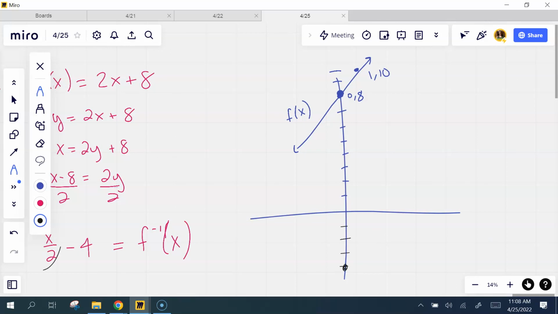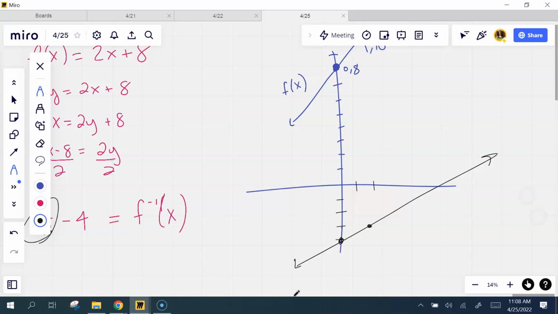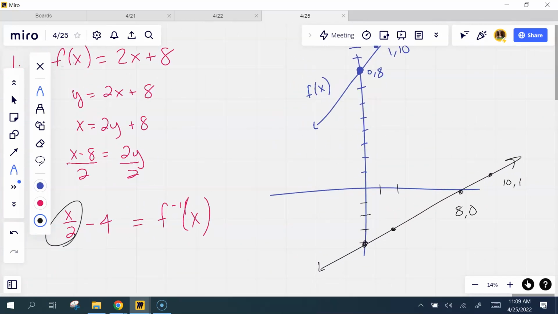Down to 4, and then the slope of this one is 1/2, so up 1 over 2. It should be that if you did this correctly, this point should be 10, 1, and this point should be 8, 0. However you want to graph them, by the equation, or by graphing the first equation and then inverting the points, either one is okay. You should get the same picture there. All right, I'm going to stop because I know that was a whole lot.